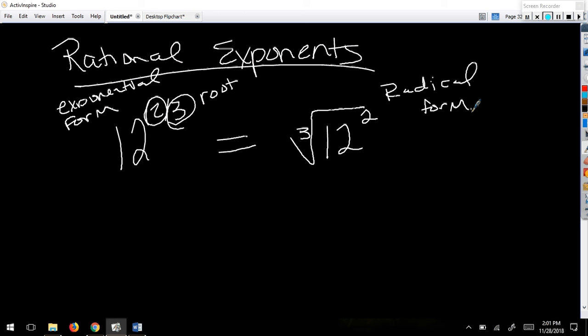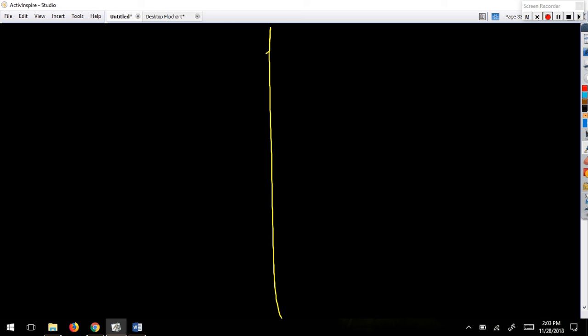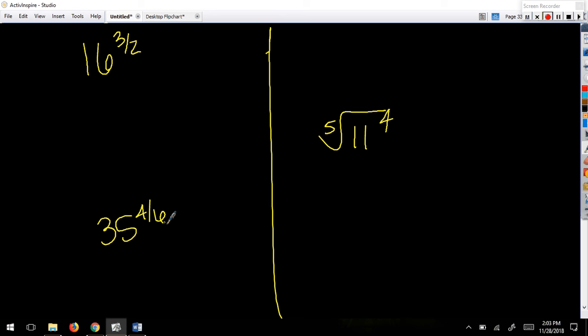So we're going to practice. All right, I'm going to give you several. Let's divide this page up. Let's do 16 to the 3/2. Let's do the fifth root of 11 to the 4. And then for the last one, we'll do the third root of 30 squared. The first column is going to be rational exponent form, exponential form. The second column is going to be radical form.